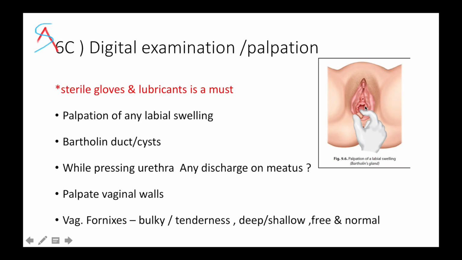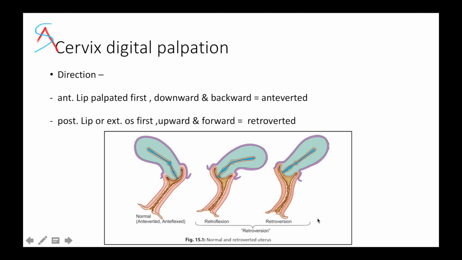You have to palpate the vaginal wall and the vaginal fornices, whether they are bulky, tender, shallow or deep, or else they are free or normal. In digital palpation, you have to feel for the direction of the cervix. Generally, in normal women, the uterus would be anteverted and anteflexed. So when you do digital examination, you can feel the cervix direction, which would be backward and downward, and the anterior lip of the cervix would be palpated first. So it means the uterus position is anteverted.